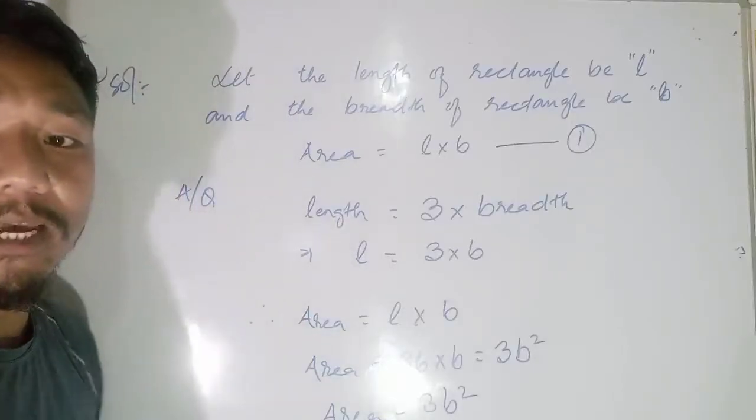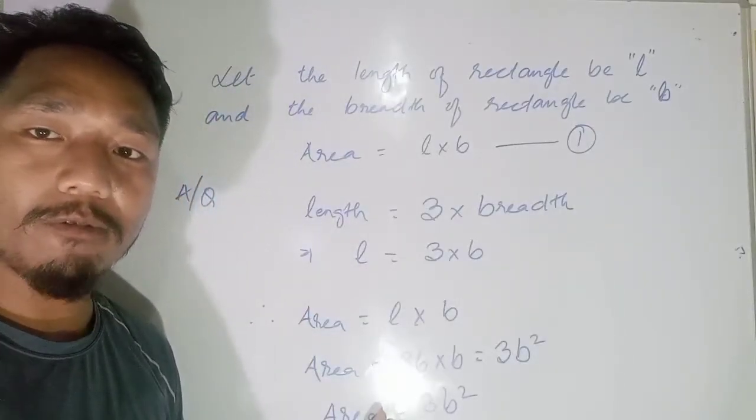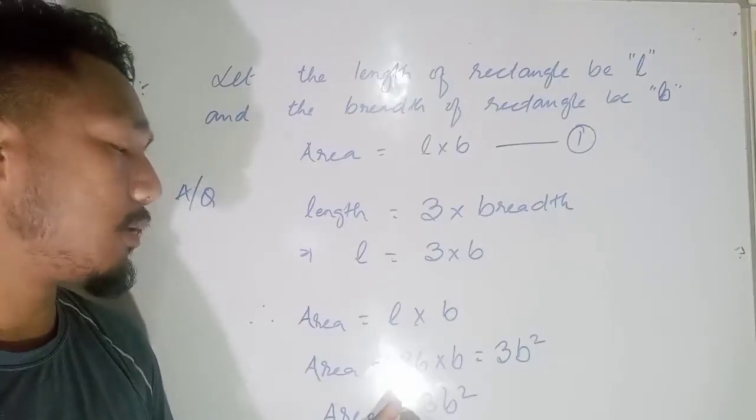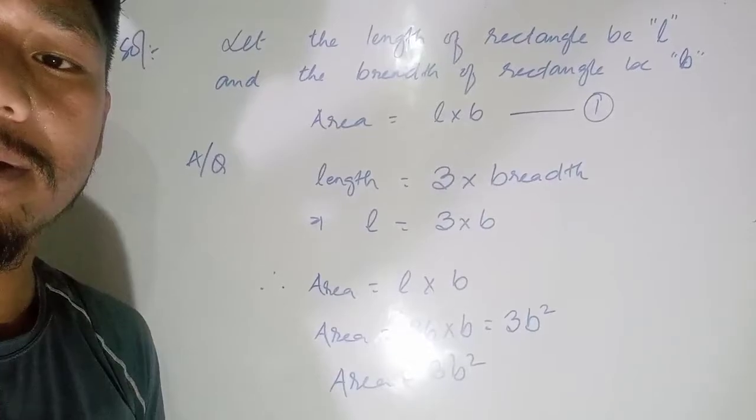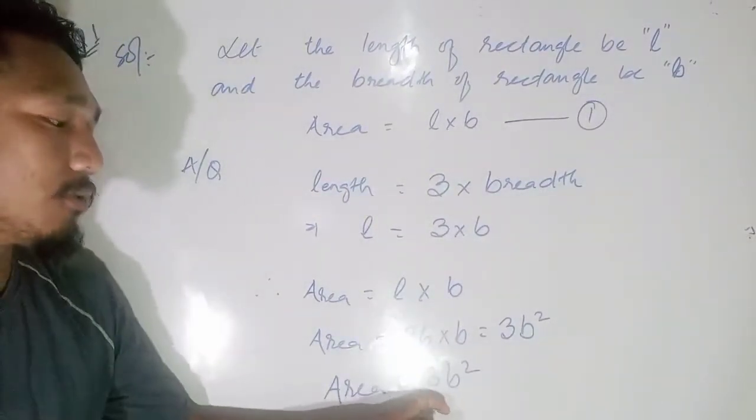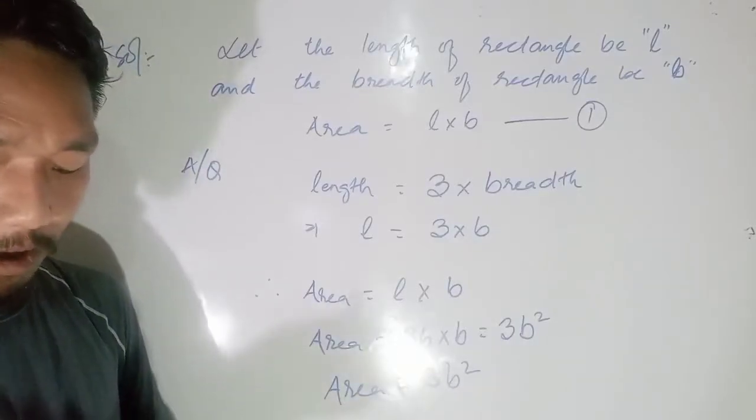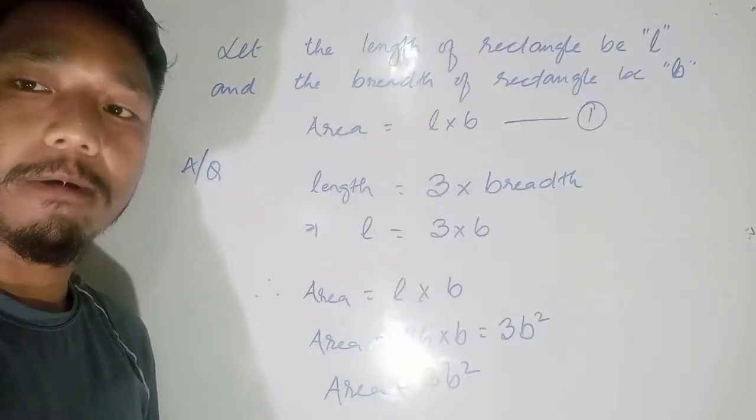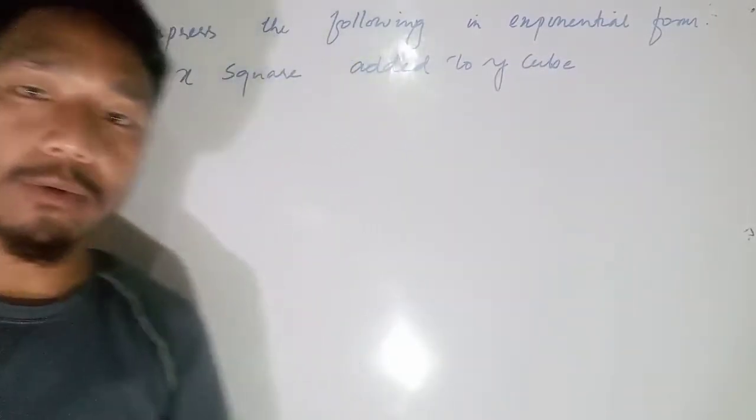So we have expressed the area in terms of breadth. Area is equal to 3B squared, where B is breadth. We have expressed the area in terms of breadth. Okay, this is our question number 2.